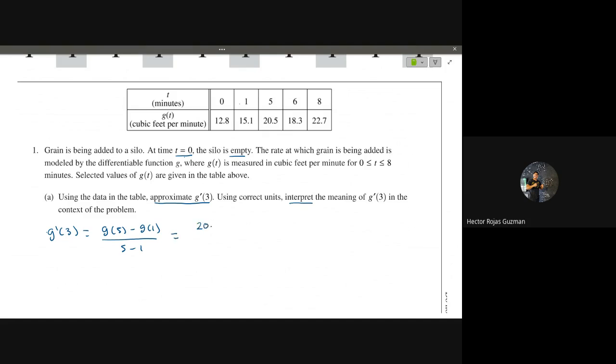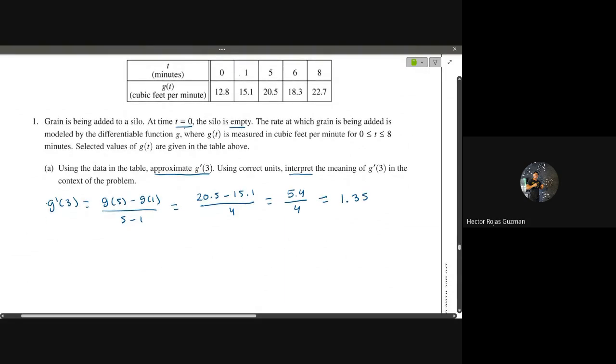G of 5 is 20.5 minus 15.1 divided by 4. This gives us 5.4 divided by 4. And 5.4 divided by 4, that's going to be 1.35. Yep. So that's the value, and you're going to get 1 point for getting this correct. And then the second point by interpreting the function.